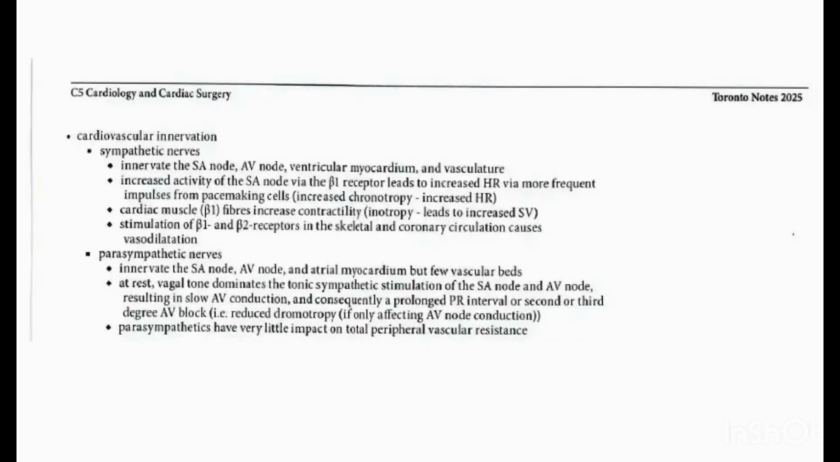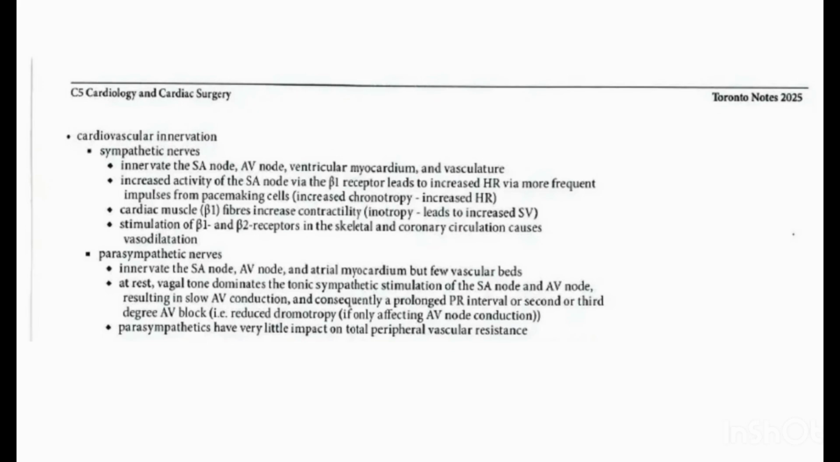Let's explore cardiovascular innervation, focusing on how the autonomic nervous system tightly regulates heart function and vascular tone through its sympathetic and parasympathetic branches. Starting with the sympathetic nerves, these fibers provide extensive innervation to the SA node, the AV node, the ventricular myocardium, and systemic vasculature. When sympathetic activity increases, it works primarily through beta-1 adrenergic receptors located at the cells of the SA node to drive up cardiac output.